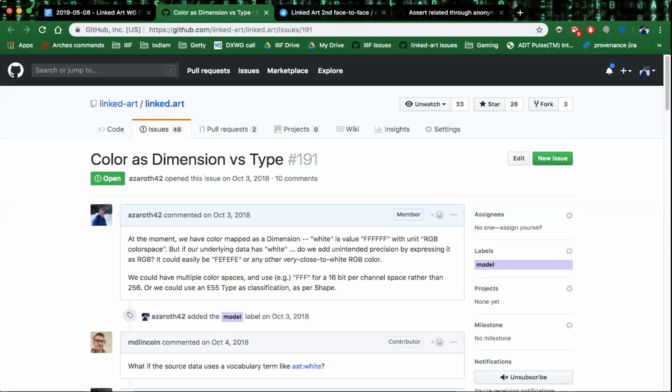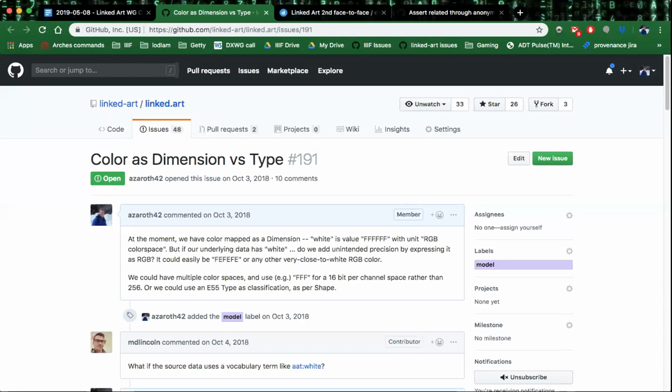So the first issue we're going to talk about is issue 191 about modeling color. And I will share my screen because looking at a black image in the video is very dull.